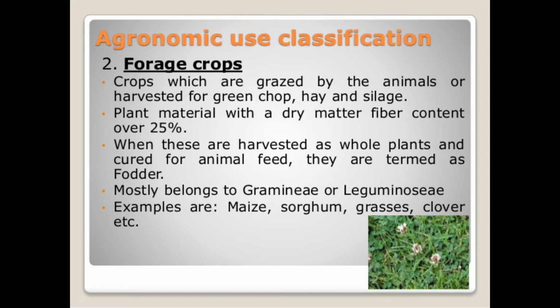Then the next crop is the forage crop. Forage crops are grazed by animals or harvested for green chop, hay, and silage. Plant material with a dry matter fiber content over 25% when harvested as whole plants and cut for animal feed is termed fodder. Mostly belonging to the Gramineae or Leguminosae family are fodder crops. Examples are maize, sorghum, grasses, clover.